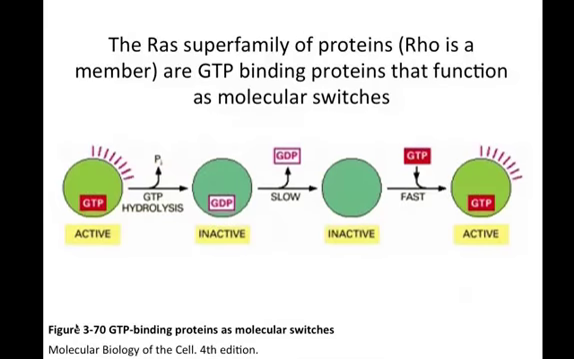Anywho. So RAS superfamily of proteins. Rho is a member. GTP binding, molecular switches, involved in transmitting some kind of signal from one thing to another, activates things, yeah.